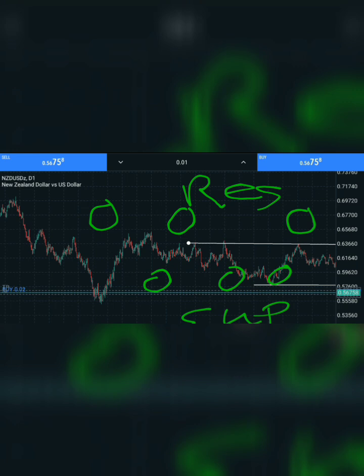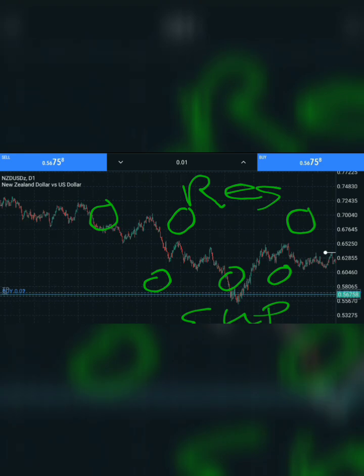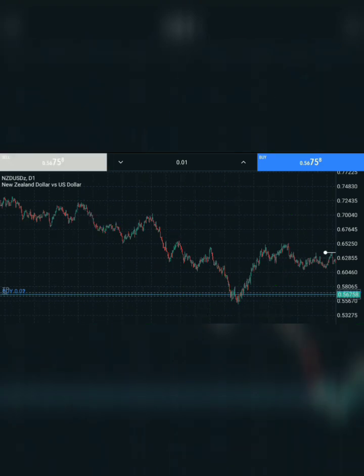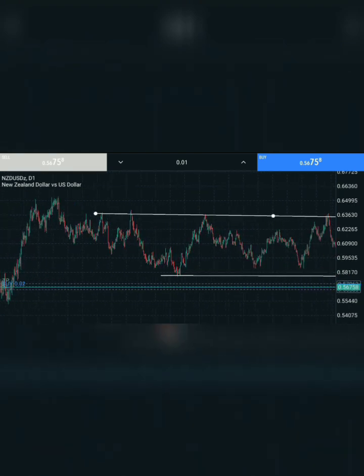So you can see I'm already teaching you guys support and resistance in this video, and this video is just about trend line. So in the next video I'm going to teach you more details on support and more details on resistance.